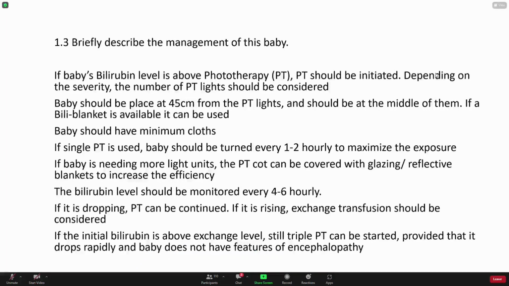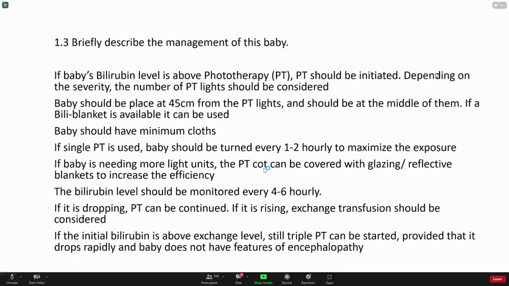And if there's a bili blanket available, you can use the bili blanket, right? Baby should have minimal clothes, right? You can say the eyes are covered, right? And if single phototherapy is used, baby should be turned every 1 to 2 hours to maximize the exposure, right? If baby needs more light units, the phototherapy cot can be covered with glazing or reflecting blankets, right? To increase the phototherapy efficiency, right?